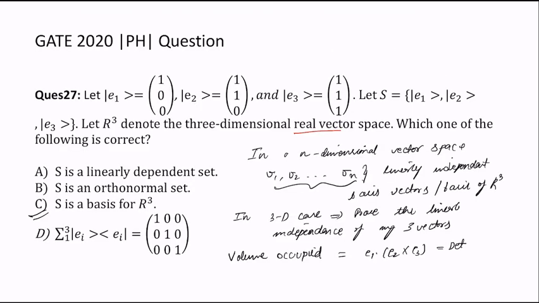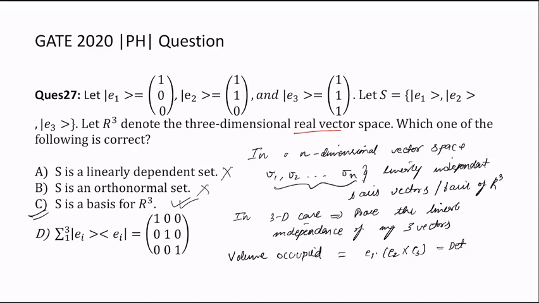So option A is incorrect because they are linearly independent. Option C is correct because they form the basis of R cube. Option B, that is they form an orthonormal set: we can easily see that the dot product between any two vectors is some finite value, not equal to 0, so they are not orthonormal either.